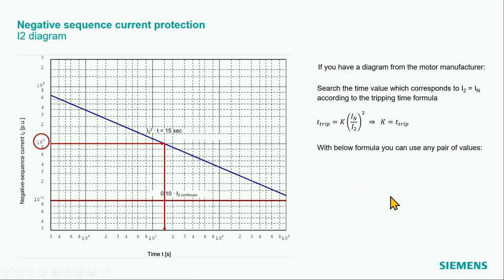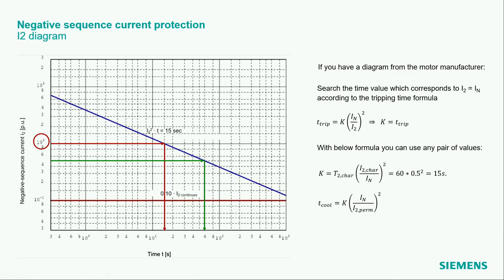Relatively simple. And you could also use other pairs of settings with that formula. You will come to the same K value. This is just that equation reorganized, and then you come again to 15 seconds, basically. This also follows our rule for the tripping time. So this fits perfectly.